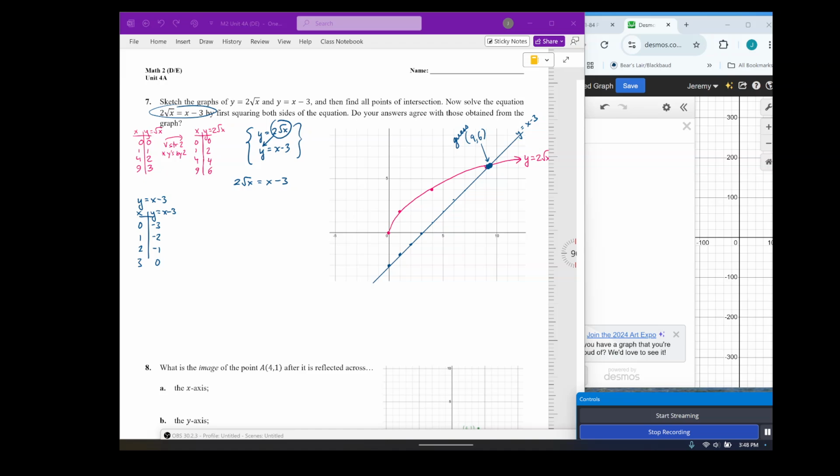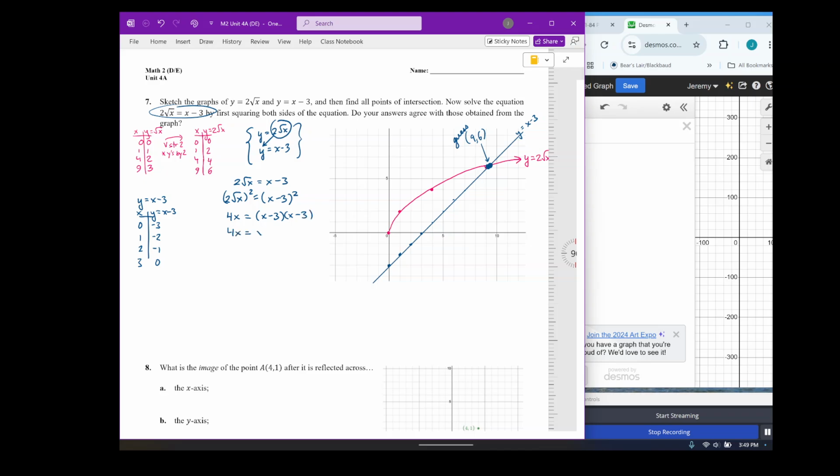Now you have a couple choices. You can divide the 2 over before you square both sides, or you can just square both sides right away. The root x term is isolated over here. So if we square both sides, then this side will turn into 4x, because you got to square the 2 also. And this side turns into (x minus 3) times (x minus 3). So just make sure you actually FOIL that stuff out.